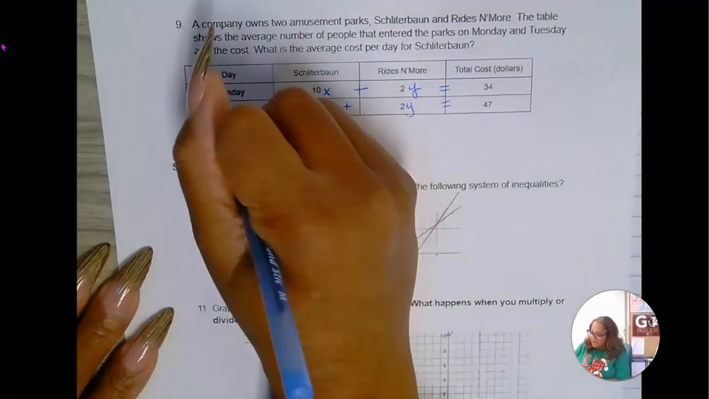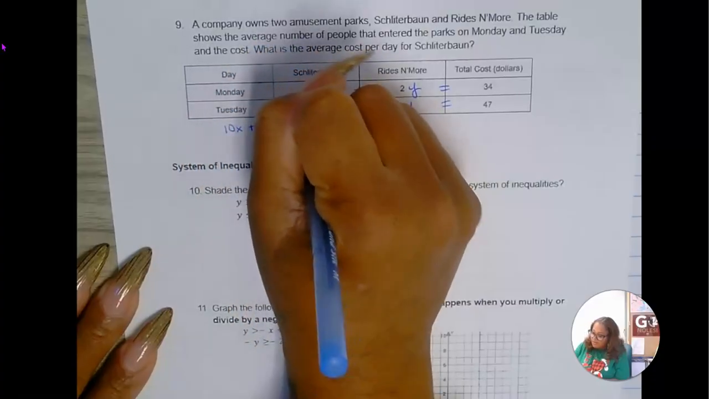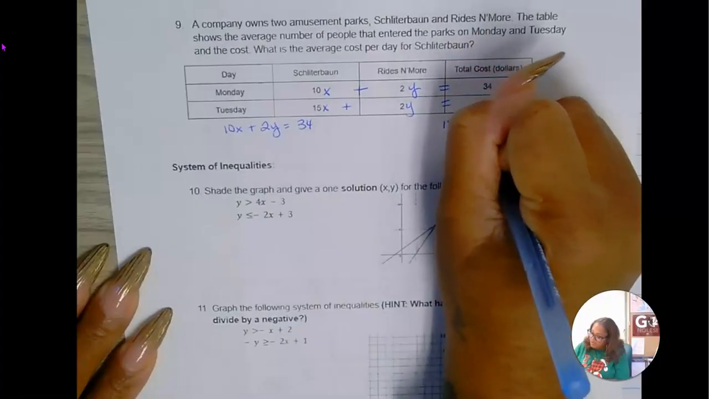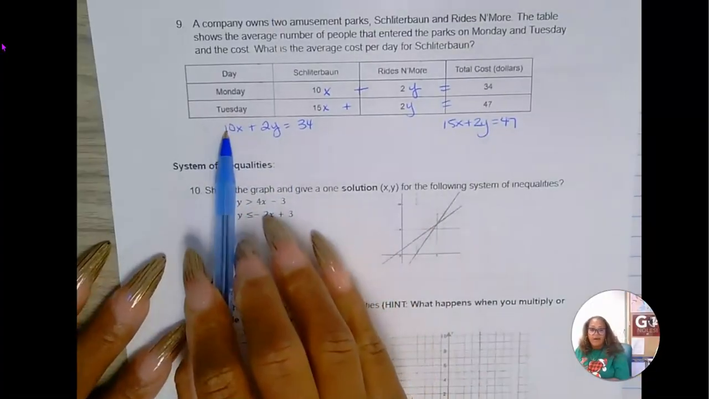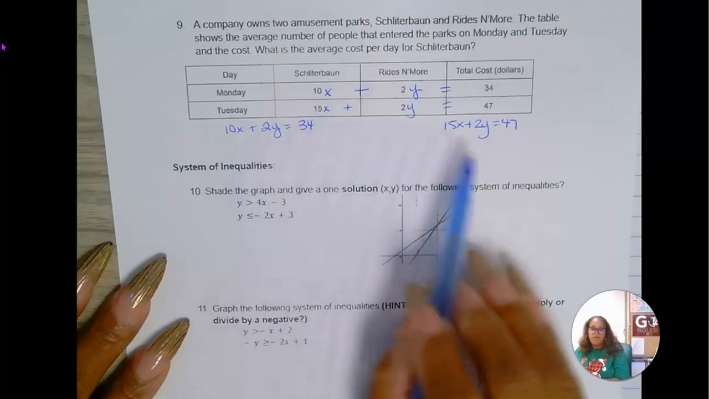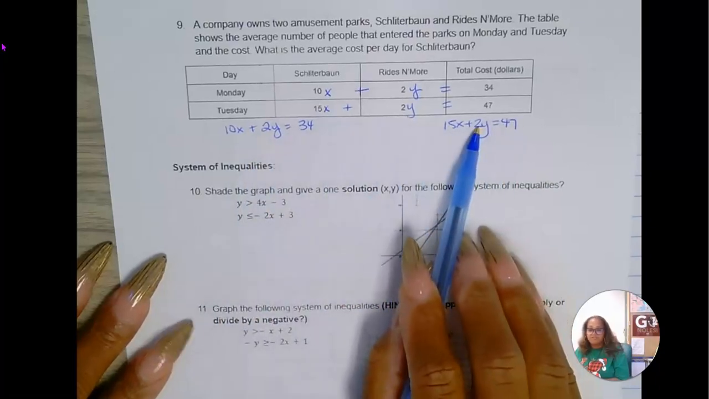So once you write your system, 10x plus 2y equals 34, and 15x plus 2y equals 47, you're going to solve for y. Subtract 10x from both sides and then divide by 2. Here you'll subtract 15x from both sides and then divide by 2.